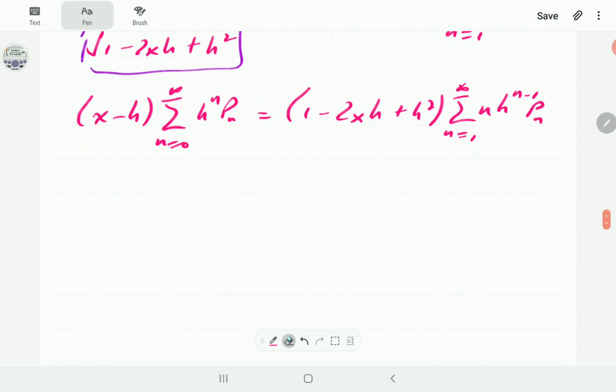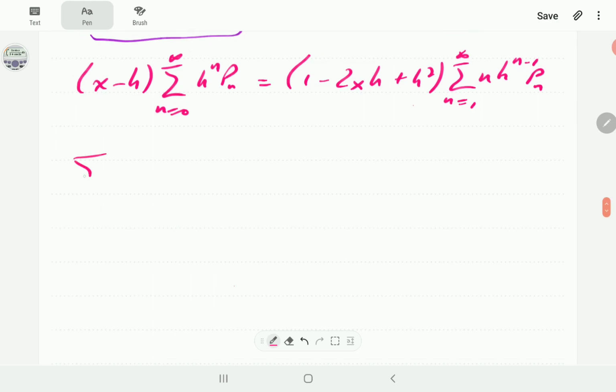So this does not depend on n, so we can multiply this as well. Similarly here, all these terms do not depend on the dummy variable, so we can multiply them into that. So on the left hand side, we're now going to have two summations. The first one is going to be summation from 0 to infinity h to the power n x p_n. So just multiply x into that summation.